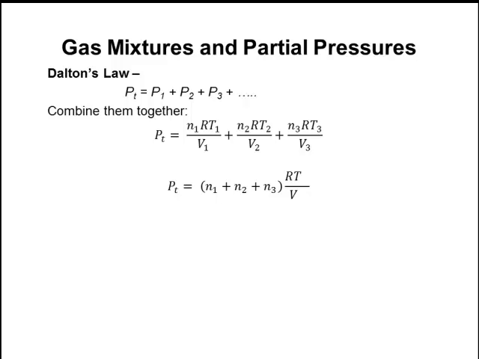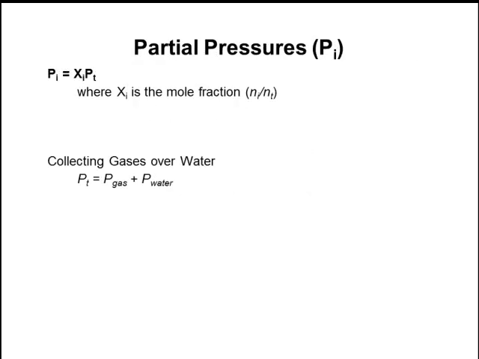So the only thing that's changing is the moles. We could just pull the equation out and say the total pressure is equal to all the moles of the gases added together times RT over V. That's going to lead us into something called mole fraction, where we can calculate mole fractions of a gas. The moles of a particular gas divided by the total number of moles gives us a fraction. That fraction times the total pressure will tell us the pressure of that individual gas.